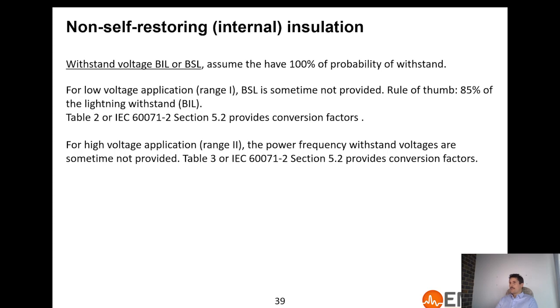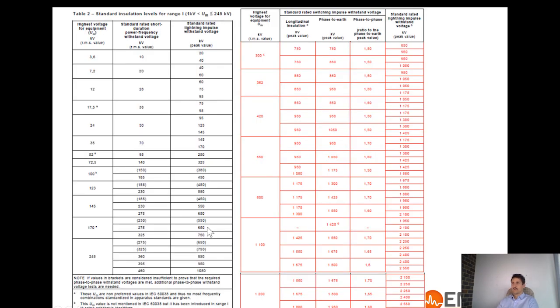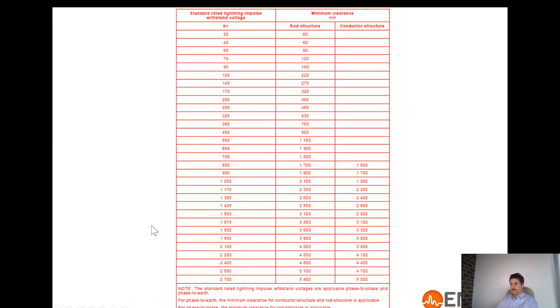All right, I repeat a little bit: the BSL, we don't have probabilities here, it's 100%. One thing on this slide, though: for low voltage, sometimes the BSL is not provided and you only have the BIL. In this case, there is a section in the standard where you have a conversion factor to calculate the BSL from the BIL. Here you have the tables provided by the standard.